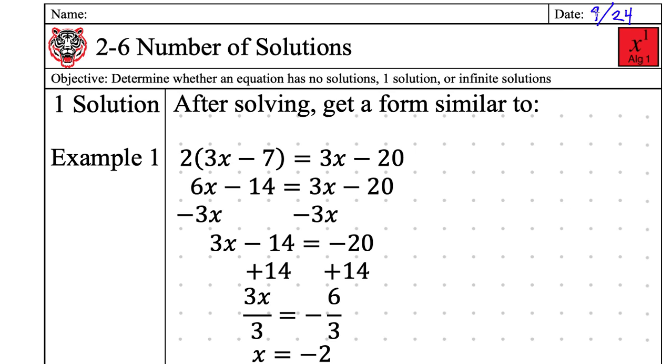Looks like Hazi has his card. Determine whether an equation has no solutions, one solution, or infinite solutions. Loud and proud, I love it. Thank you, Hazi. Yes, so you guys have only been dealing with this one so far.